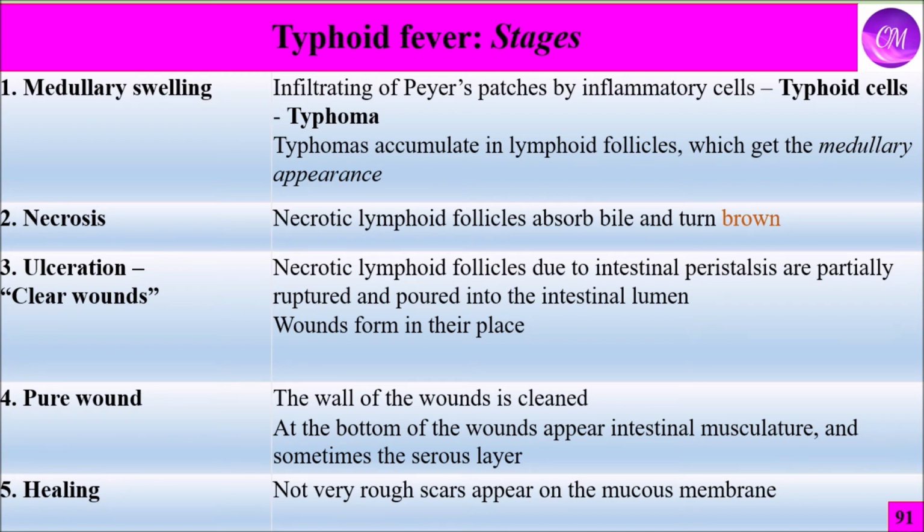Then necrotic lymphoid follicles absorb bile and turn brown. The third stage is ulceration, also called the unclean wounds. The necrotic lymphoid follicles, due to intestinal peristalsis, are partially ruptured and poured into the intestinal lumen, and wounds form in their place. Next stage, the wall of the wounds is clean. At the bottom of the wounds appear intestinal musculature and sometimes the serous layer. And the final stage is healing, where not very rough scars appear on the mucous membrane.